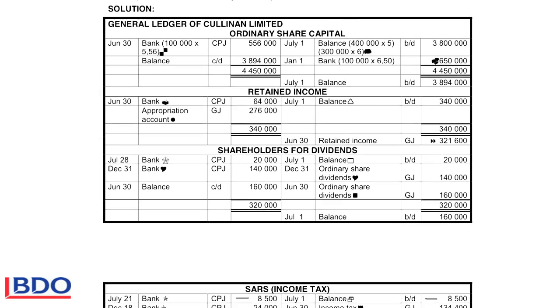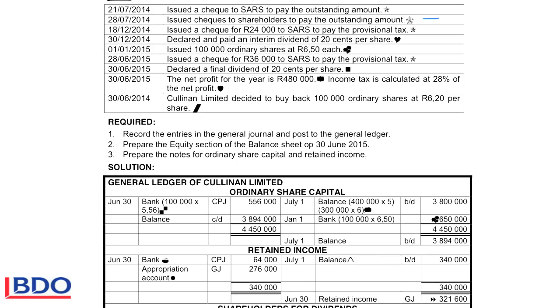Declared and paid an interim dividend of 20 cents per share. When the interim dividend is declared in the middle of the year, it will always be paid immediately. So the dividend is declared on all the shares that were issued at that stage. It is very important to look at the date when this dividend is declared. The date is the 30th of December.